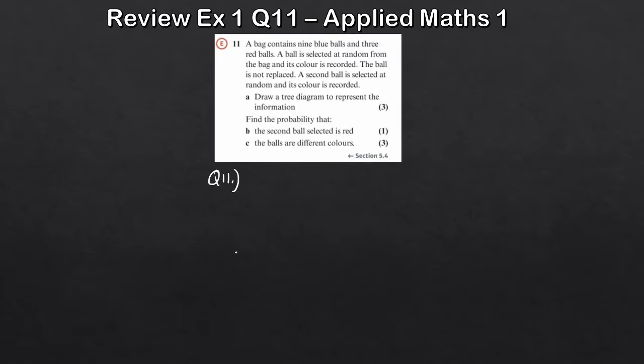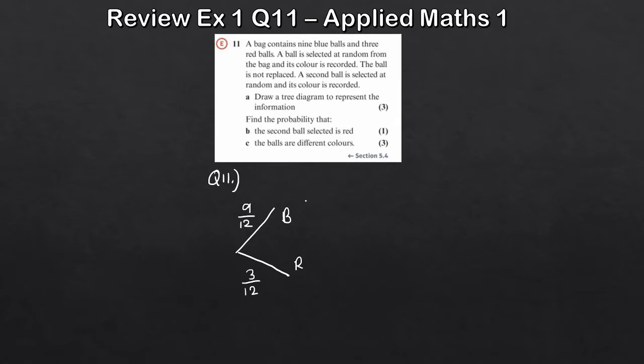So my first one. We've got 2 possible options. We can have a blue or we can have a red. We've got 12 balls in total, so this would be 9 out of 12, and this would be 3 out of 12. I wouldn't simplify your fractions here. I just keep it as it is. Okay, so 9 over 12, 3 over 12.